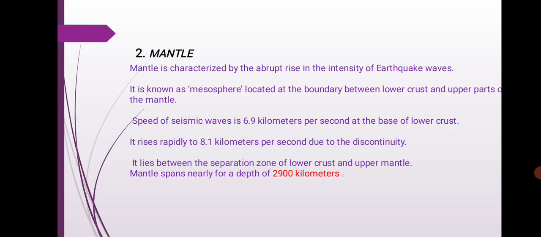The mantle is characterized by an abrupt rise in the speed of earthquake waves. It is known as the mesosphere, located at the boundary between the lower crust and the upper mantle. The speed of a seismic wave is 6.9 km per second at the base of the lower crust. It rises rapidly to 8.1 km per second due to the discontinuity. It lies between the separation zone of the lower crust and the upper mantle, and spans a depth of nearly 2,900 kilometers.